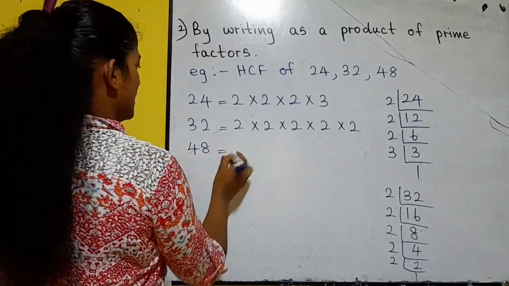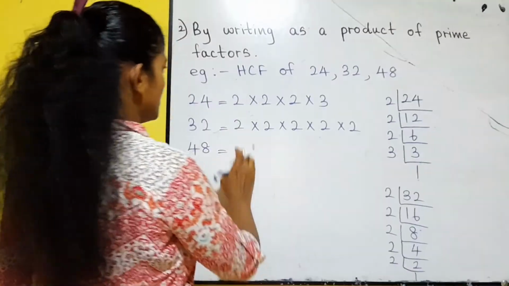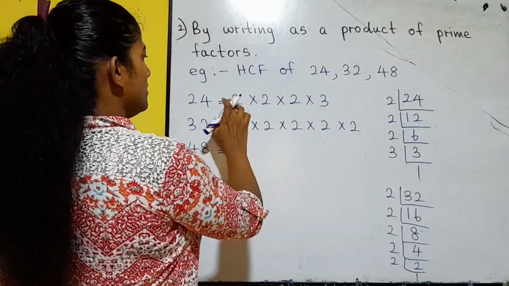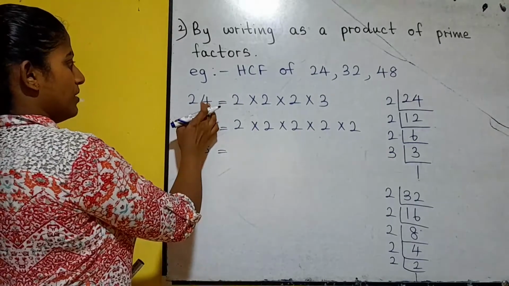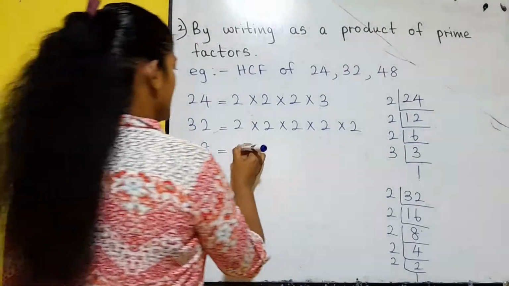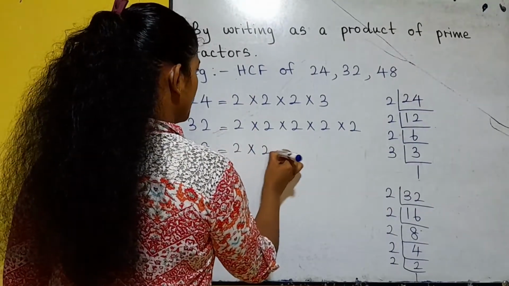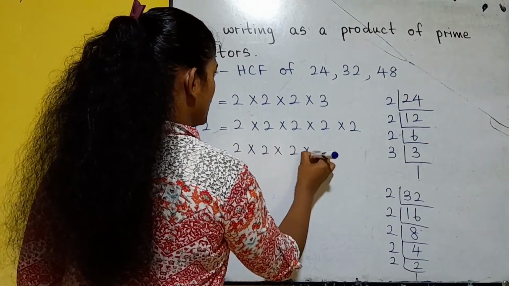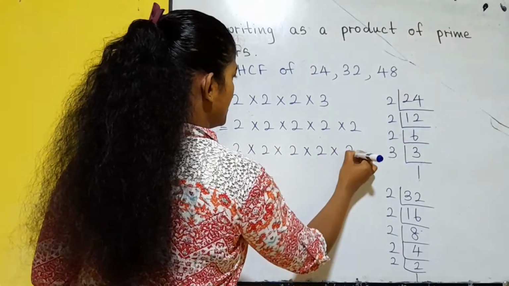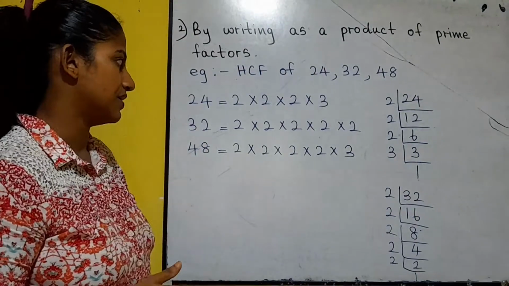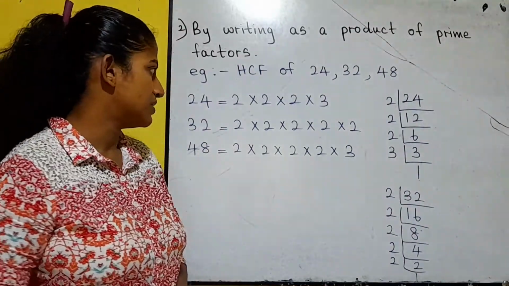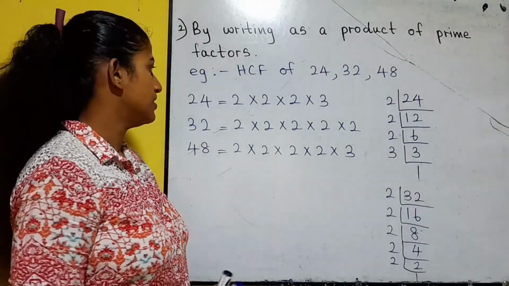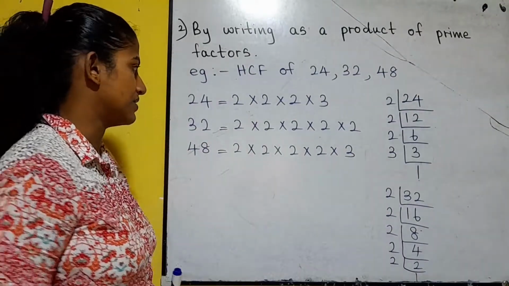Then next one is 48. I can write it like this. Here 24, if you multiply 24 by 2, you get 48. So I can write 2 into 2 into 2 into 2 into 3. This is the product. Now I have to choose the same numbers in the 3 instances.